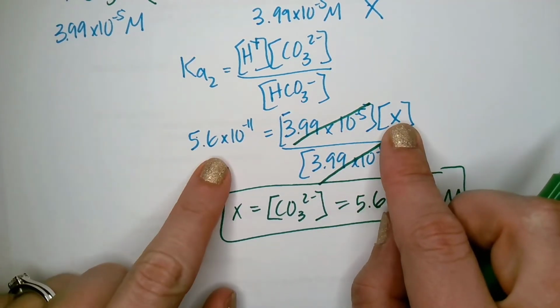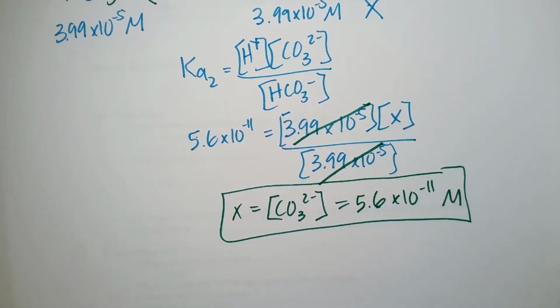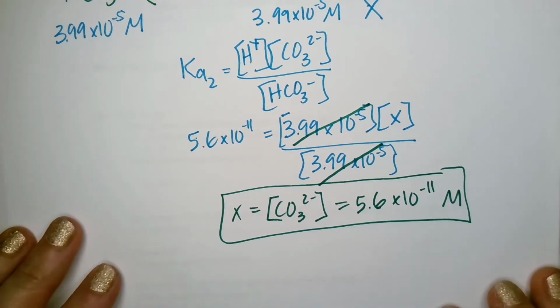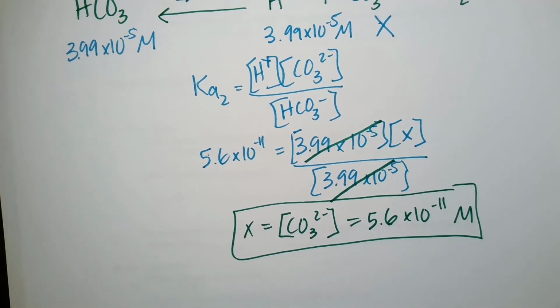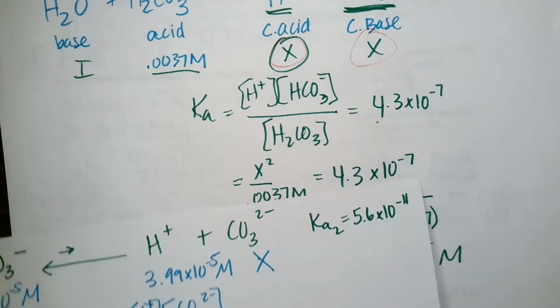So the math ends up just canceling these out. So X is equal to that Ka2 in this case.